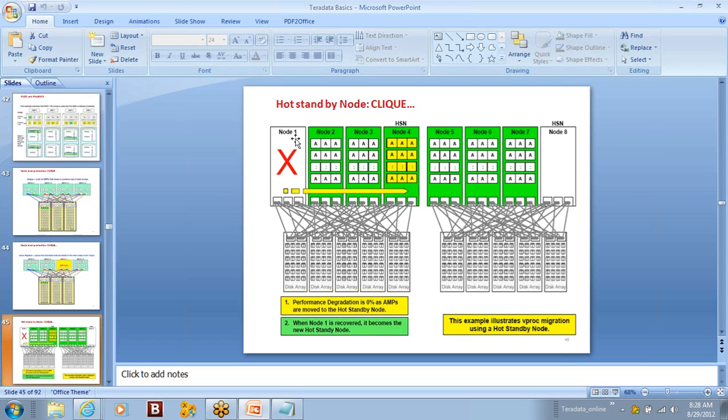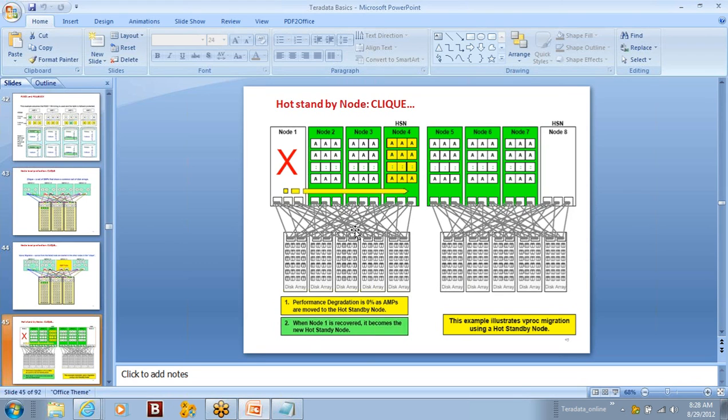In case of failure of any of the nodes, automatically the virtual processors which are running in this node will be migrated to the hot standby node. All the virtual processors would migrate to the hot standby node. No reboot is required. Whenever the failure happens here, there is no disruption, so no reboot is required. All the virtual processors would directly migrate to the hot standby node, and the data can still be accessed with the same performance without a reboot.